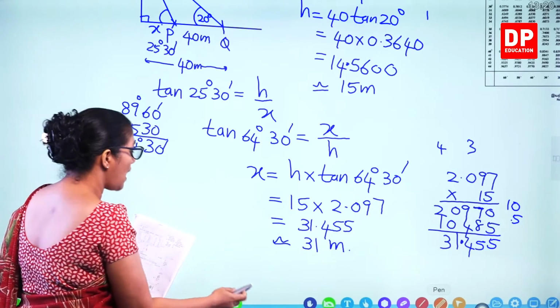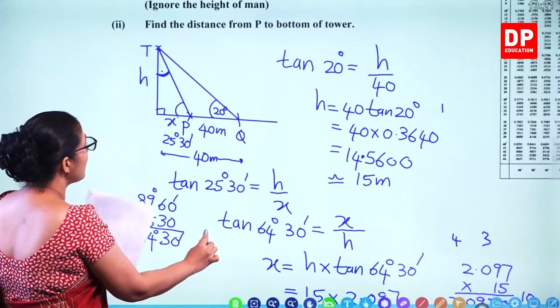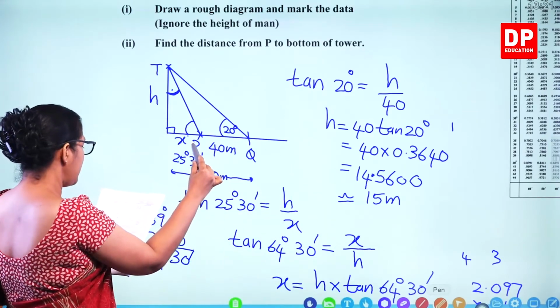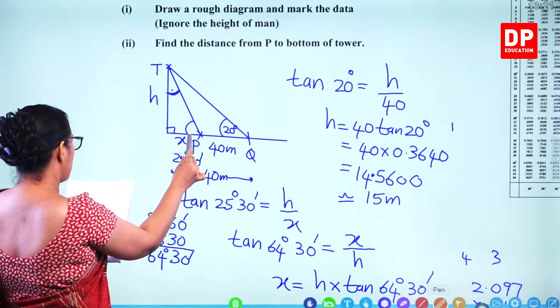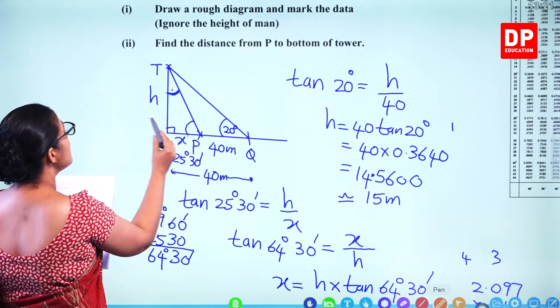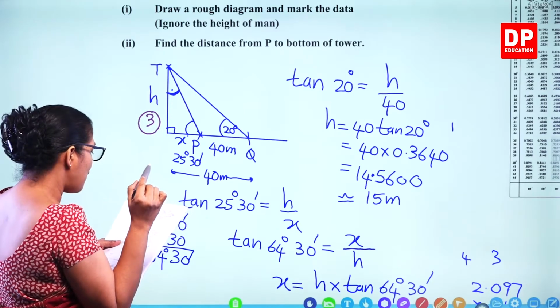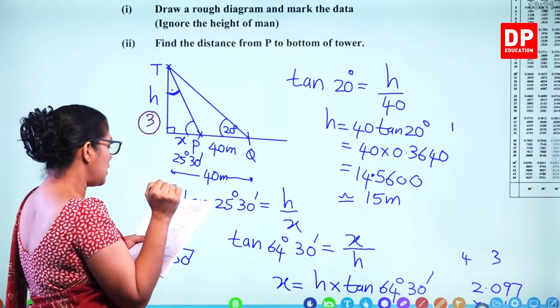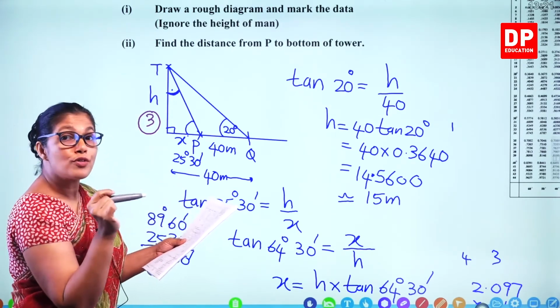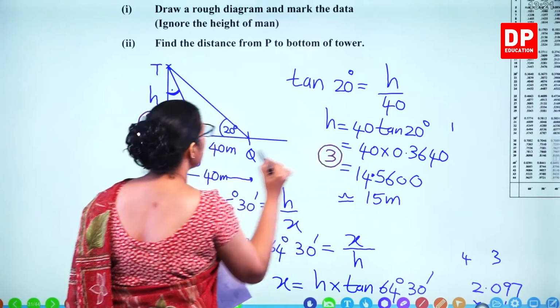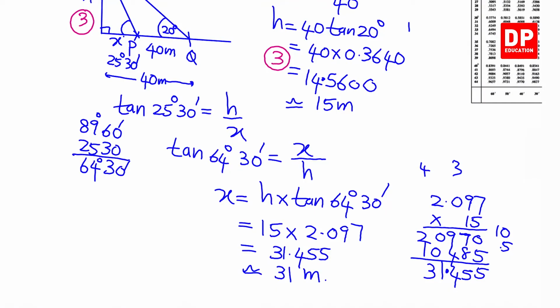So for the diagram you get 3 marks. Marking all these 20, 25, 30, and the height, all these, 3 marks for this. And the next one, using tan 20 and find the height, 14.56. So I rounded it to the nearest whole number. So you get 3 marks for that as well. So 6. And here we can give 2 marks for this one. 3, 3, 6 and 2, 8 marks.